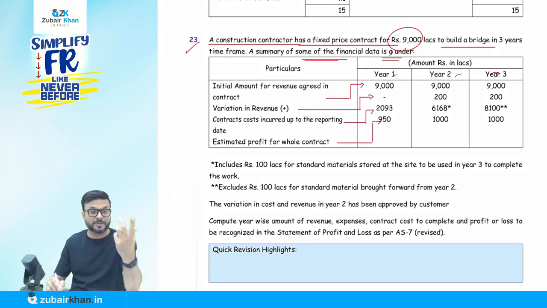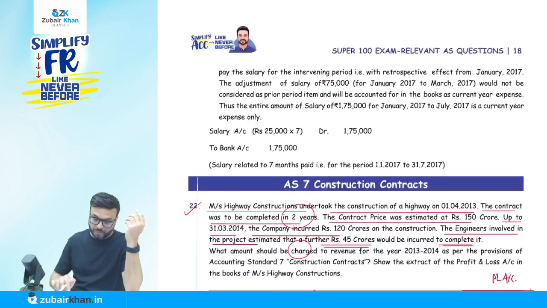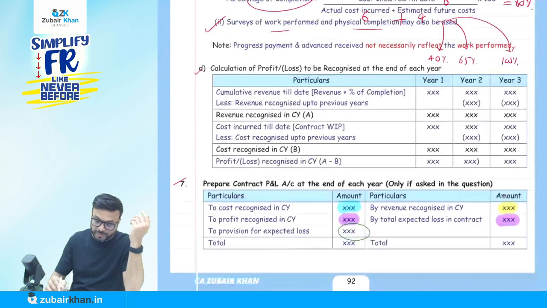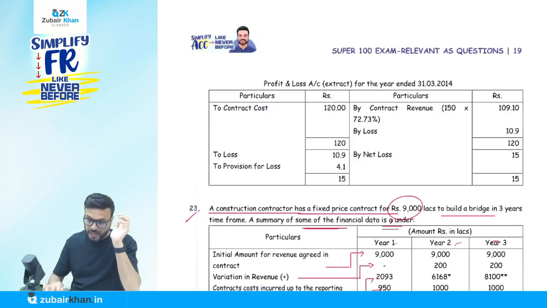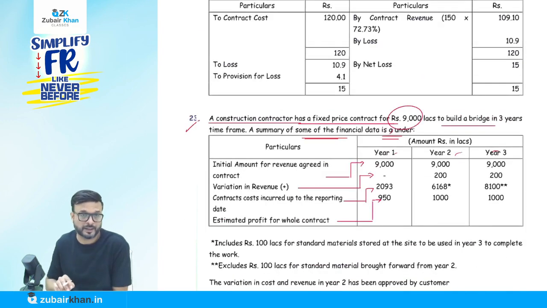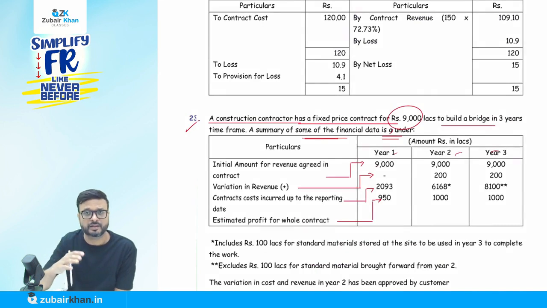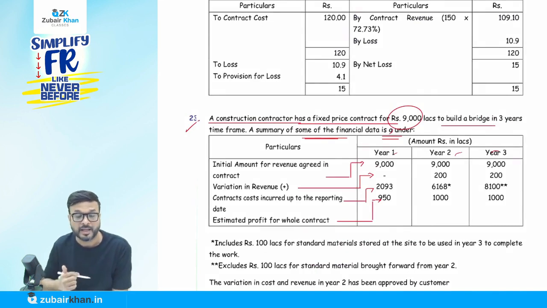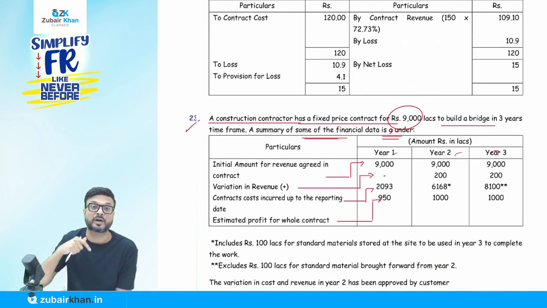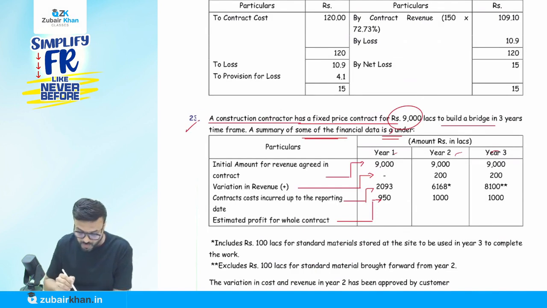But what is important is how much work has been completed that year, because when you prepare this table you should know how much work has been completed. I will come to this table, but listen carefully. So how do we find out how much work has been completed that year? The same formula: cost incurred divided by cost incurred plus further cost, multiplied by 100. But in the question, they have not mentioned how much cost is incurred. They say contract cost incurred up to the reporting date.